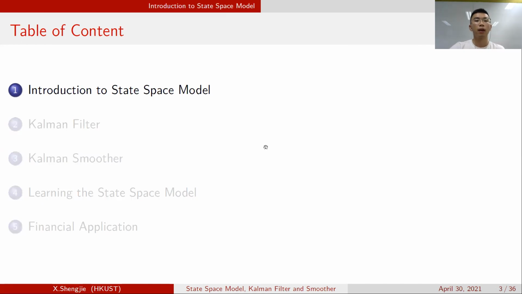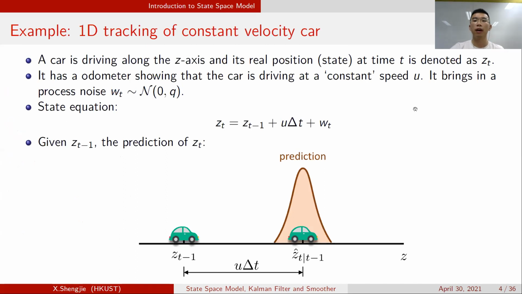So let's begin. At first, let's talk about the introduction of the state-space model. We will give you a brief introduction here. This is a simple example. Consider a car driving along one axis, which is called the z-axis. The real position of the car is often hidden from us, which is called the hidden state. And its hidden state at time t is denoted as z_t.